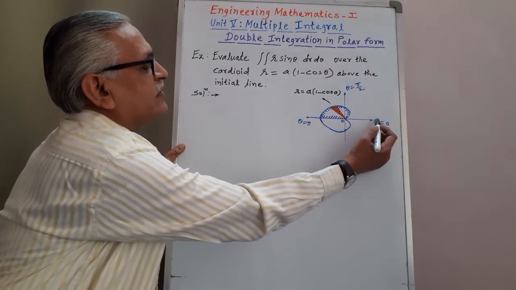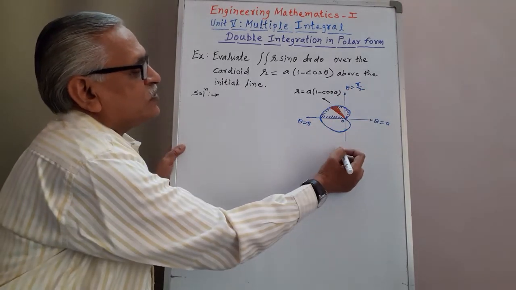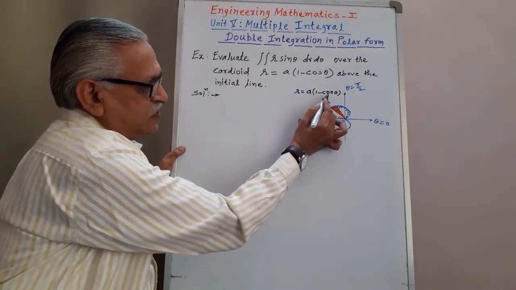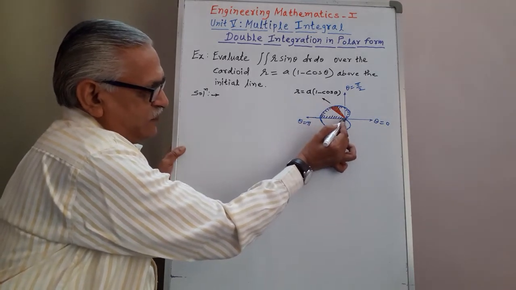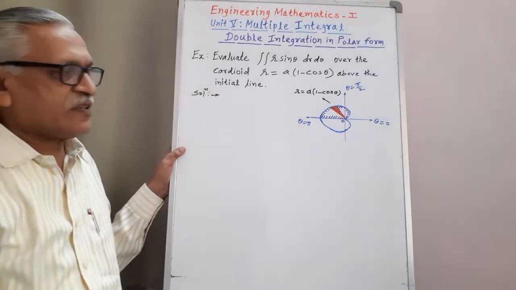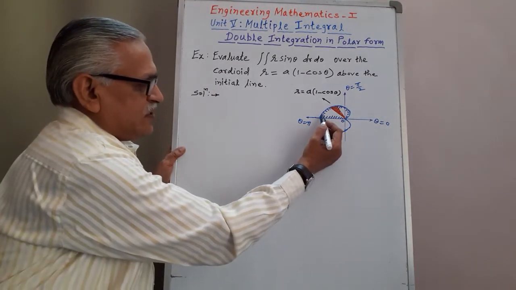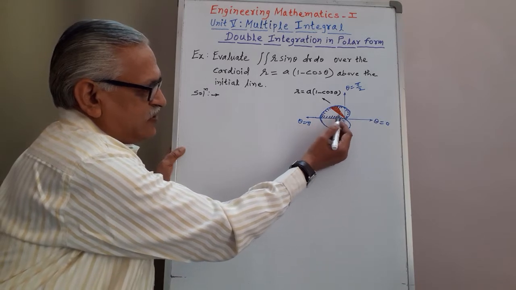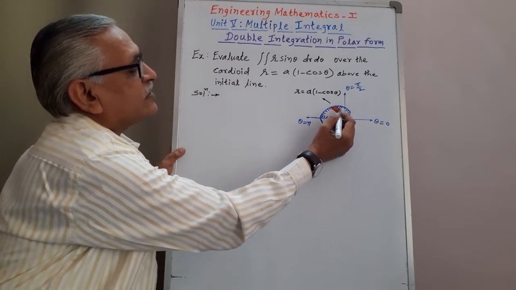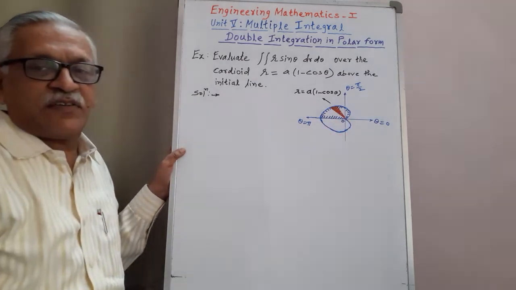Therefore, making this line theta equals 0, theta equals pi by 2, and that cardioid equation is r equals a into 1 minus cos theta. Therefore, this is that figure of the cardioid. Therefore, the region of integration is the portion of that cardioid which lies above the initial line. Therefore, I have shaded that portion above the initial line.